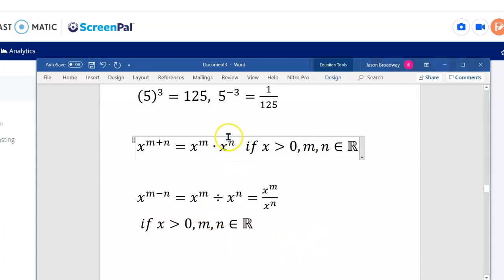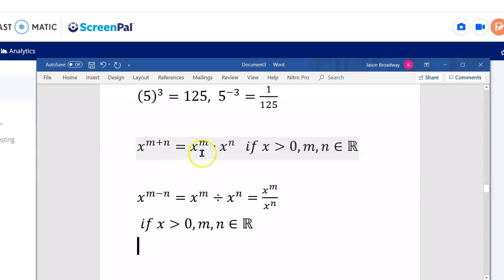We can use any real number, m and n. I want x to be positive so I can fly free and do my thing. But m and n could be negative, they could be a negative irrational. m could actually be negative 15 and n could be positive pi. We could have all sorts of things, and this rule would still be good as long as x is positive.